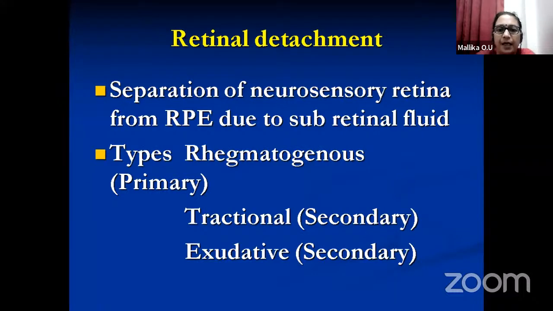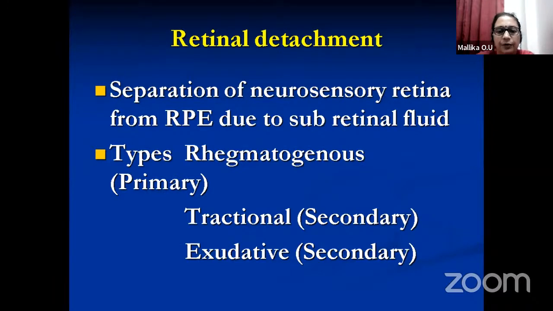But in the primary or rhegmatogenous retinal detachment, the patient has no other secondary causes like neovascularization, diabetic retinopathy, central retinal vein occlusion, or ROP. These are all causes of tractional retinal detachment: proliferative diabetic retinopathy, central retinal vein occlusion leading on to neovascularization, branch retinal vein occlusion, then Eales' disease, retinopathy of prematurity. Everything can cause a secondary retinal detachment, which is a tractional type.